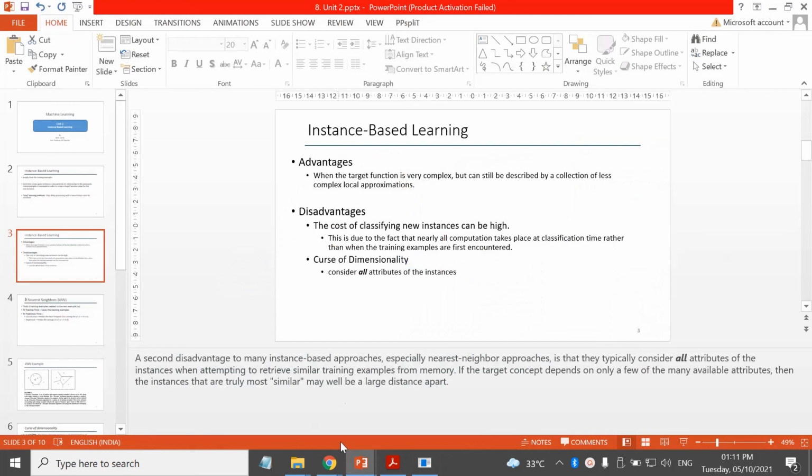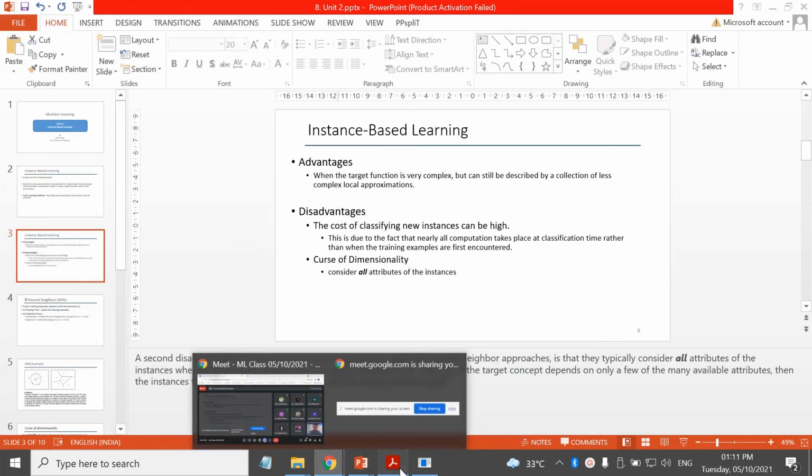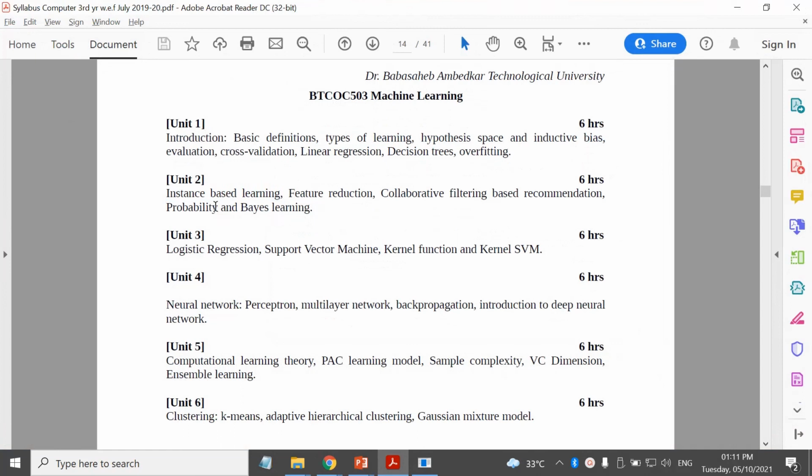We'll stop here, and that completes our first topic from this unit, which is instance based learning. In Thursday's lecture we will be discussing feature reduction.